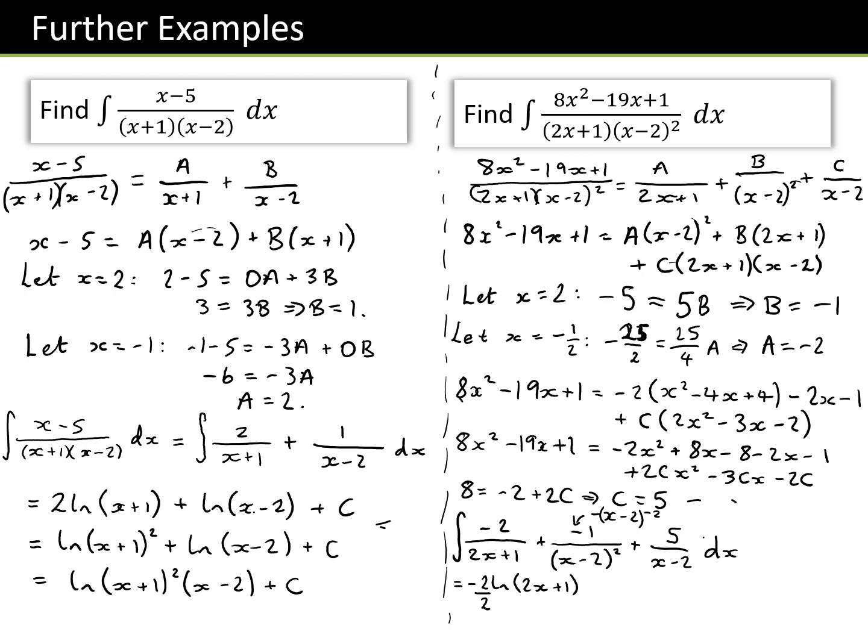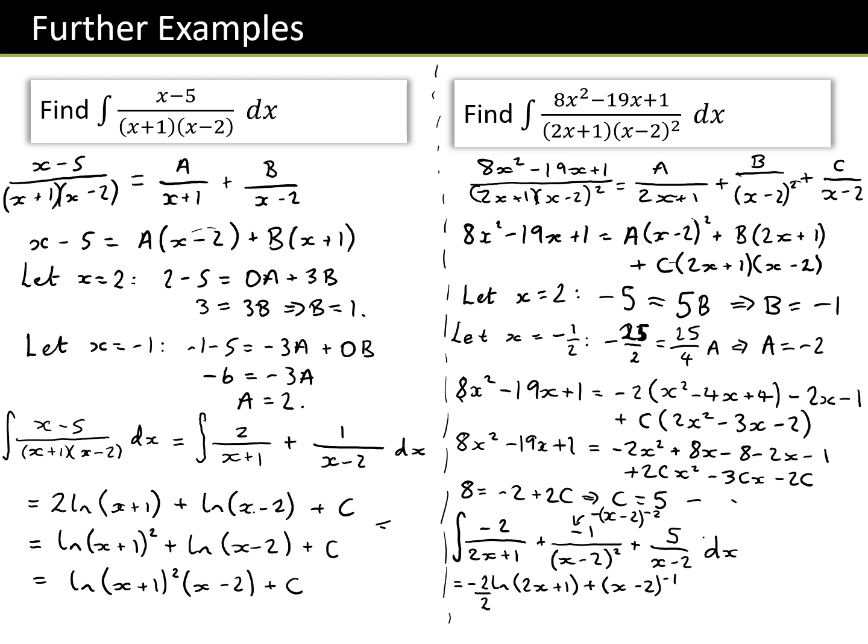Now this second thing, if this bracket was just x, we'd increase the power by 1 and divide by the power, wouldn't we? So minus 2 increased by 1 is minus 1. So this minus, if you divide by minus 1, it'll become a plus. We'll keep the bracket, and the power just increases by 1.